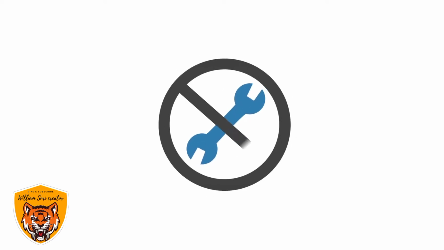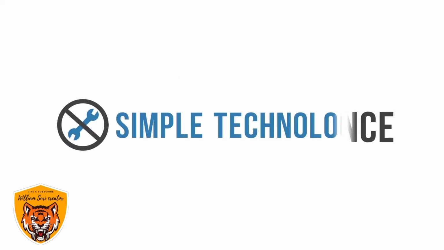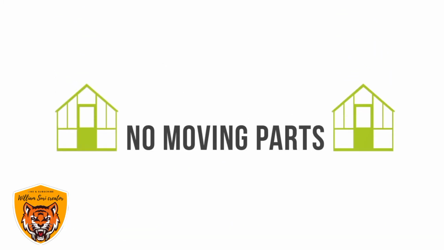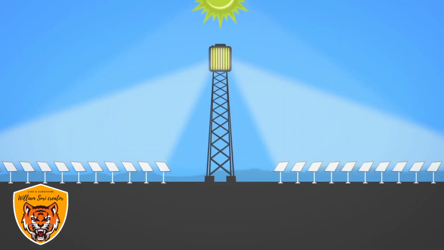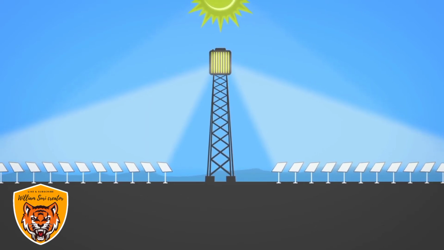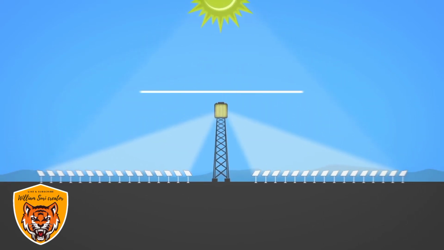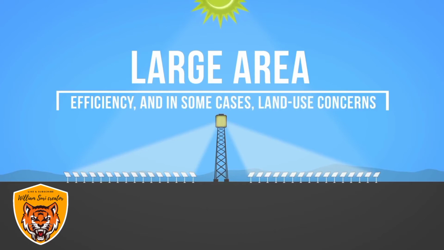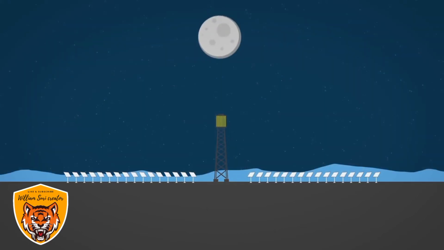Most solar thermal systems are also low maintenance because they use simple technologies and, in the case of passive systems, have no moving parts. However, the nature of sunlight can cause problems for the use of solar thermal systems. Sunshine is not a very concentrated energy source, so it can take a large area to make a reasonable amount of energy, raising efficiency and in some cases land use concerns. Sunshine is also intermittent, and its availability is dependent on location and time.